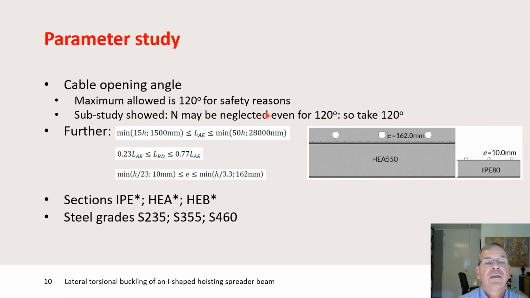numerical tests. The geometry was varied between certain boundaries, as you can see them here. The eccentricity was also varied between boundaries, taking into account a different way of attaching the cables. For the bigger sections, you would probably weld on a strip with holes, and for the smaller sections, you would probably weld on rings. And this brings us to the upper and the lower bound for the eccentricity. Sections: IPE, HEA, and HEB, and the different steel grades we took into account.